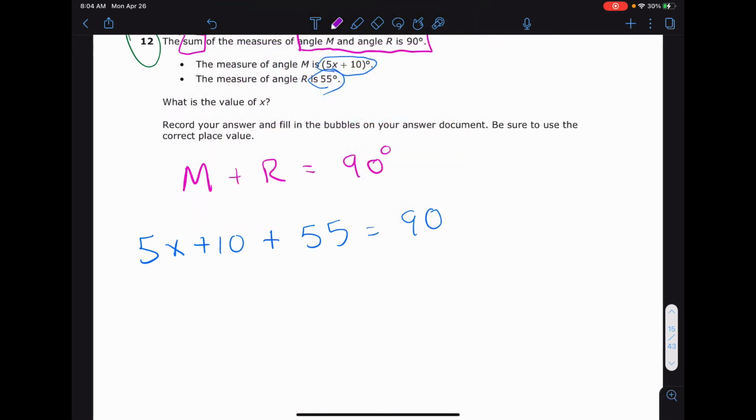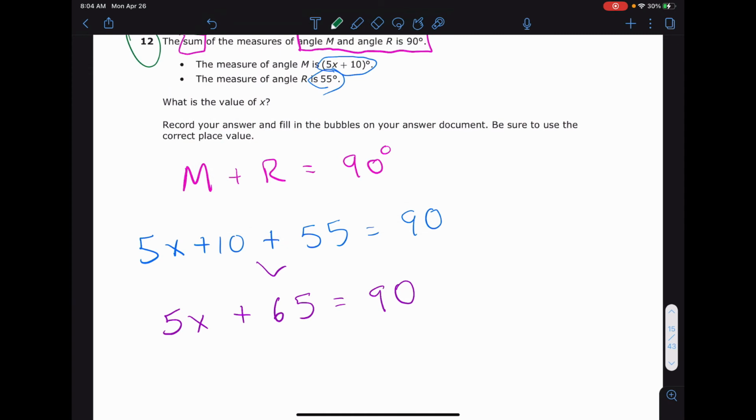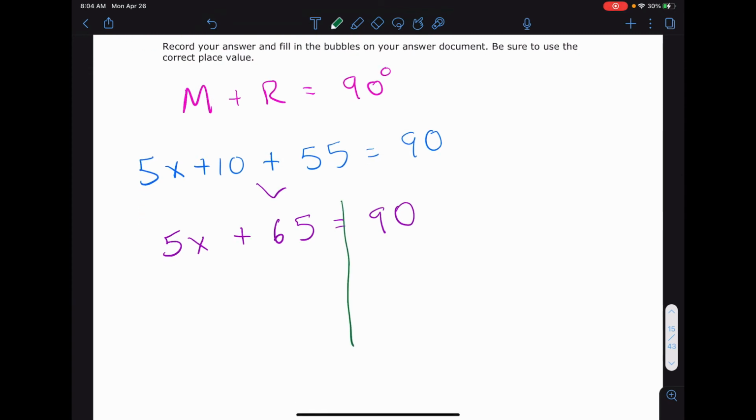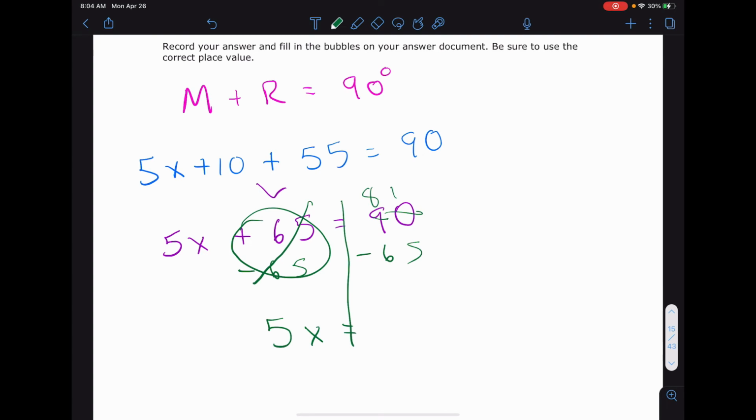Combine like terms. What is the same? Combinan términos que son iguales. I have two constants, so I'm going to add. 5x plus 65 equals 90. And then remember, I want x alone. Quiero x solo. I have to take away the constant. Minus 65. Minus 65. This cancels. And then to subtract. This is 5 and this is 2.